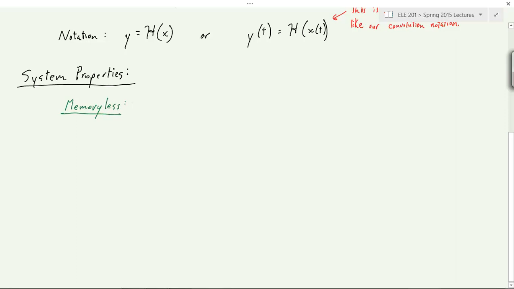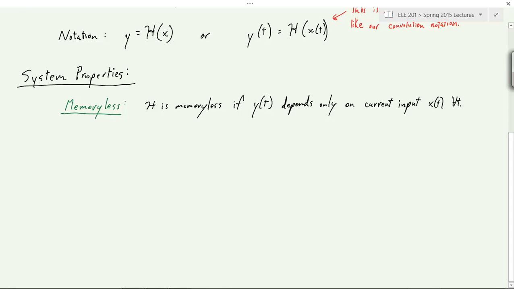So some systems will have this property, and I'll give the definition for what it means, and then we'll try to identify through some examples, does this system have that property or not? Okay. So a memoryless system would be one. We'd say H is memoryless if y of t depends only on the current input, x of t, for all t.